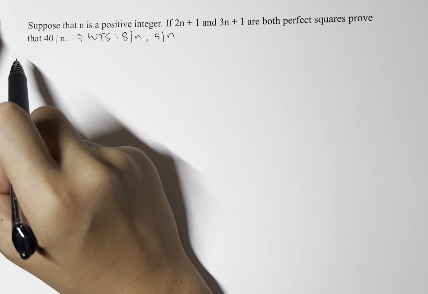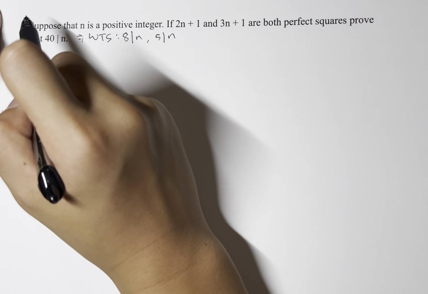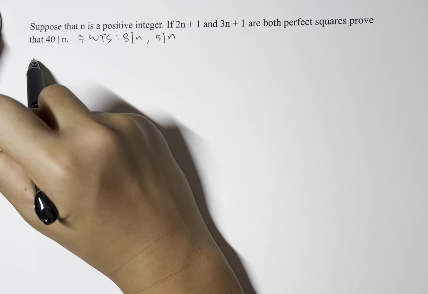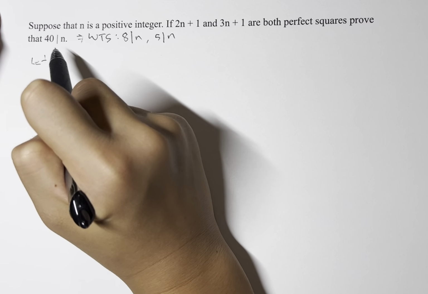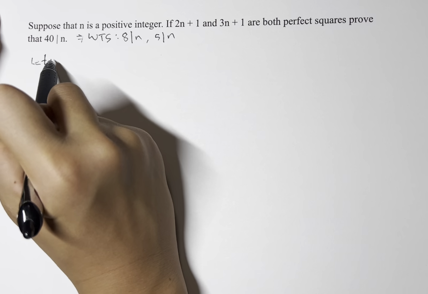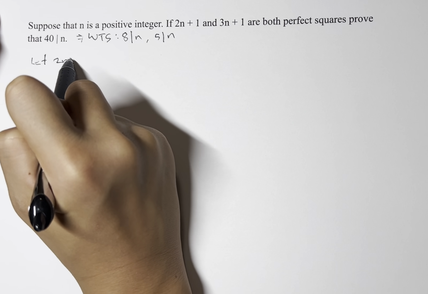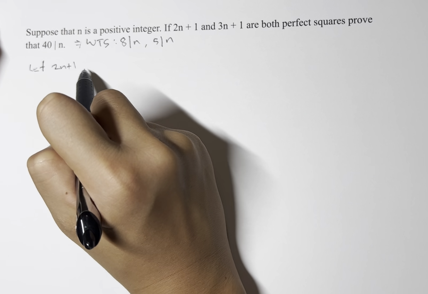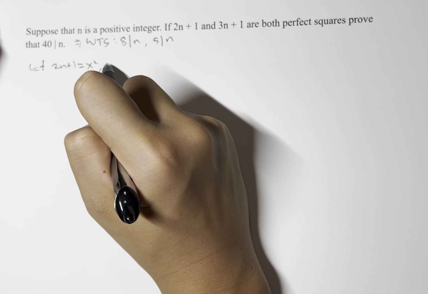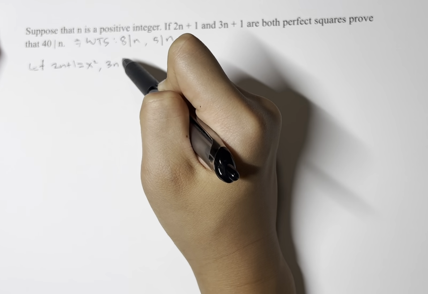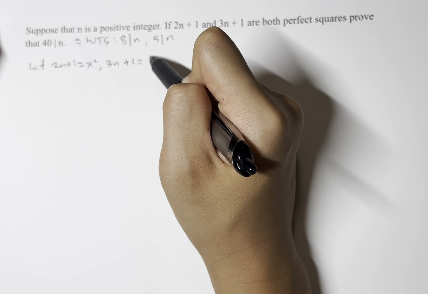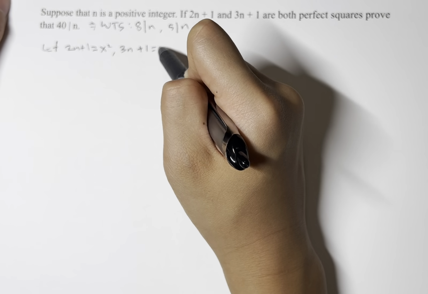Now, since 2n plus 1 and 3n plus 1 are both perfect squares, we can let them equal x squared and y squared. Let 2n plus 1 equal x squared, and 3n plus 1 equal y squared.